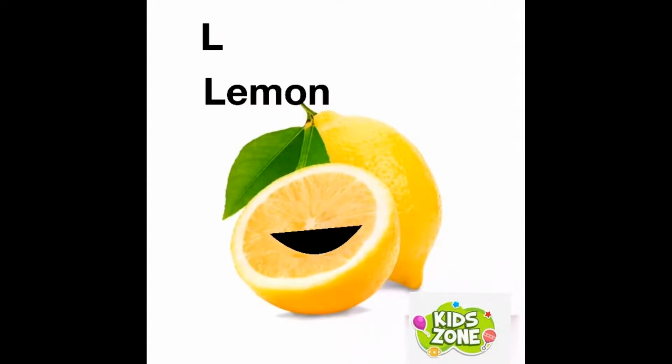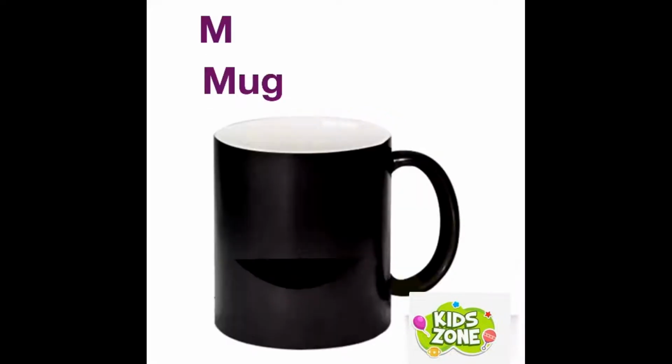L for lemon. L for lemon means limbu. M for mug. M for mug. I am a tea mug.